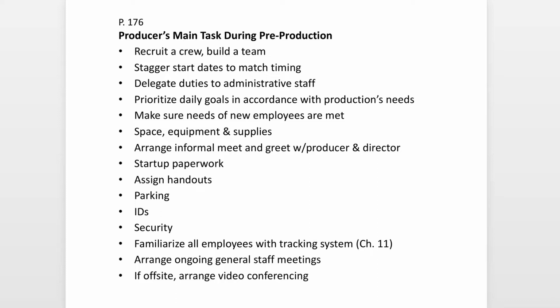Arrange informal meet and greet with the producer and the director. Start paperwork. Assign handouts. Parking, IDs, security. Familiarize all employees with the tracking system. Again, there will be more on that in Chapter 11. Arrange ongoing general staff meetings. If off-site, arrange video conferencing.